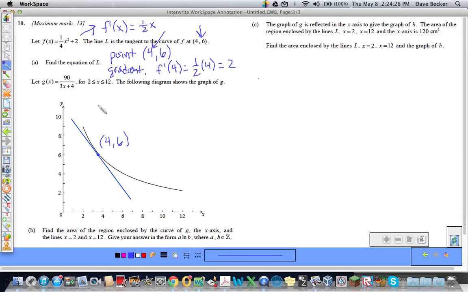Let me do it down here. Okay, this is the line L, which would be y minus 6 equals 2 times x minus 4. And you can actually leave it like that because they don't say to put it in any particular form. But if you wanted to simplify it, y equals 2x minus 8 plus 6, y equals 2x minus 2. And there you go. Find the area of the region enclosed by the curve of G.